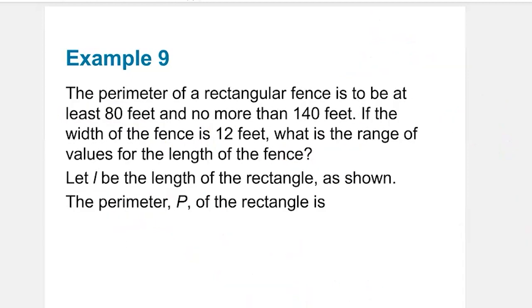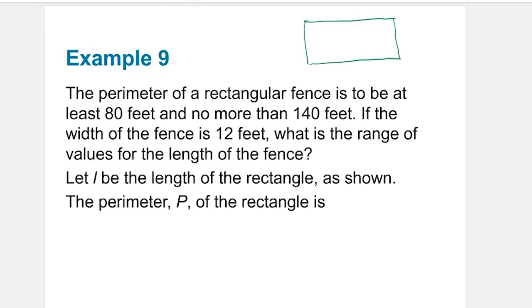And then let's do our last application problem. Of course, the first thing I do is read it and try to draw a picture. I think I'll draw the picture up at the top. The perimeter of a rectangular fence is to be at least 80 feet and no more than 140 feet. So I'm going to first start off by drawing a rectangle because I have a rectangular fence.